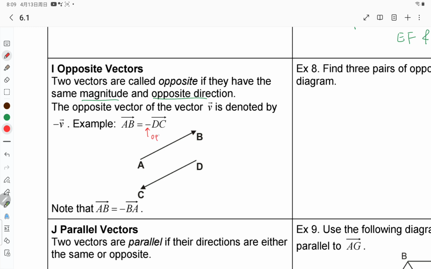But since you wrote that they're equal, the equal just means the magnitude needs to be the same. The direction is opposite, so you just add a negative sign, then it's the same. Okay, so this is important.